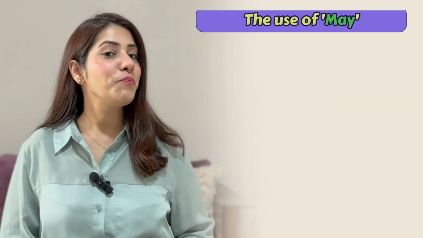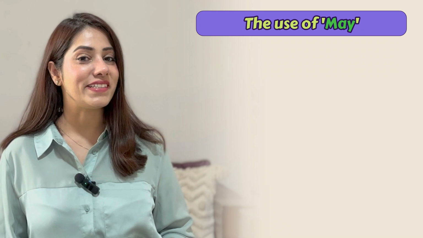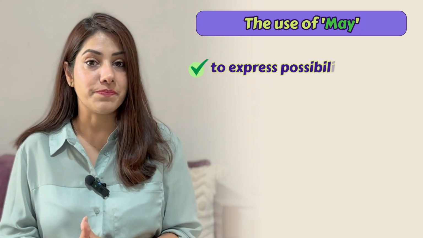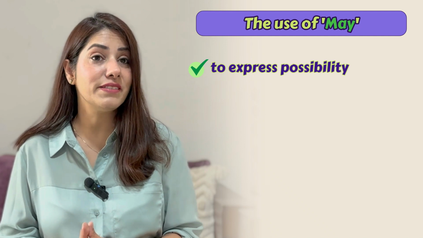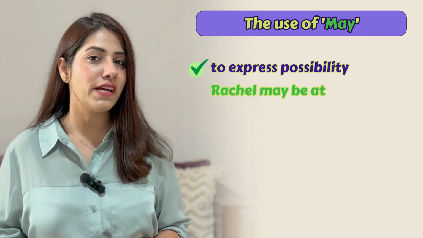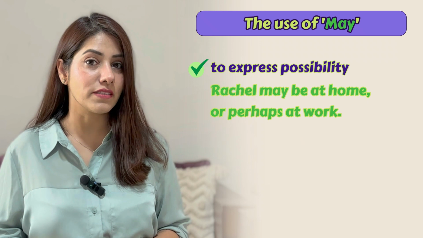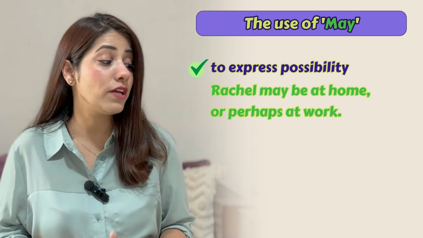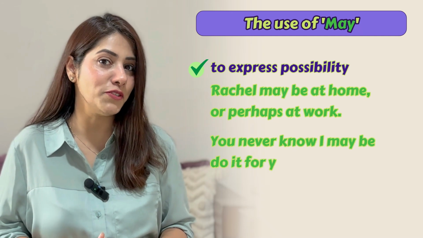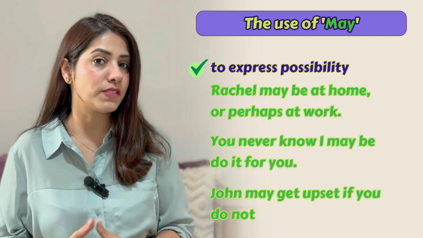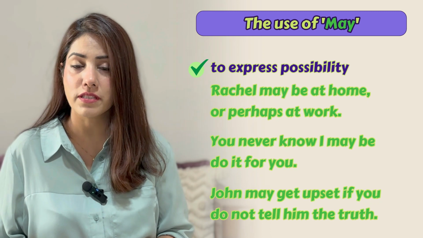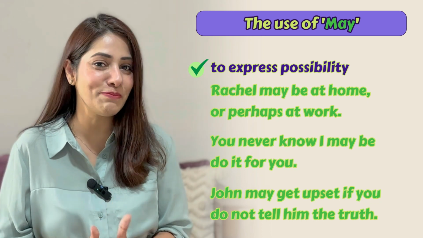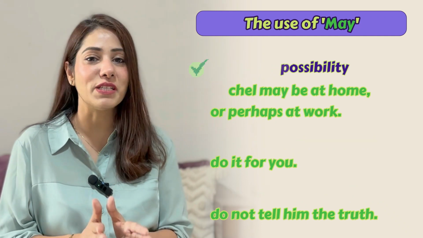The use of may. May is most commonly used to express possibility. Possibility, like, Rachel may be at home or may be at work. So here it's expressing a possibility. You never know, I may do it for you. John may get upset if you do not tell him the truth. So here is a possibility that John may get upset if you do not tell him the truth.